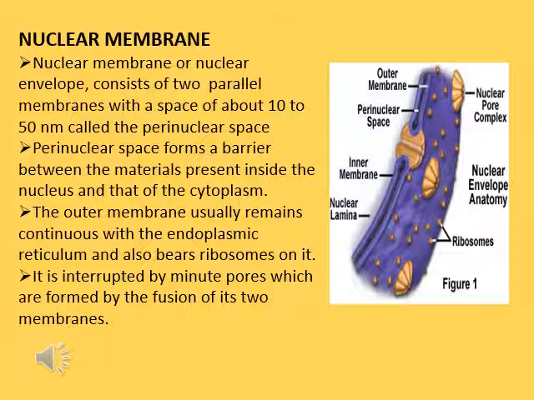The outer membrane usually remains continuous with the endoplasmic reticulum, and it also bears some ribosomes on it, which are the protein factory. The nuclear membrane is interrupted by minute pores which are formed by the fusion of its two membranes. Some pores are present in the nuclear membrane because of the fusion of inner and outer membrane.